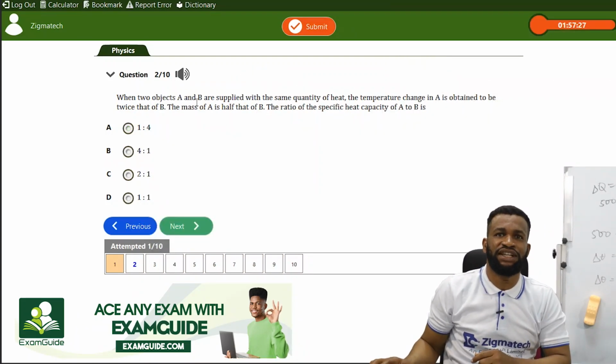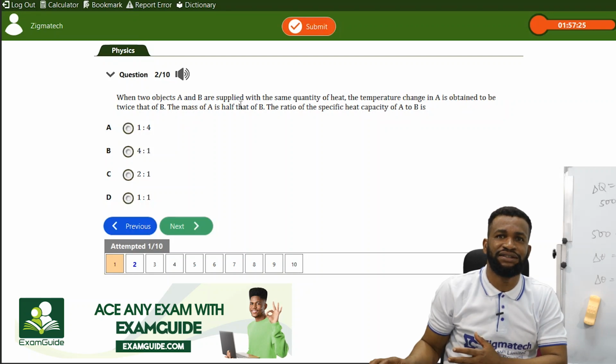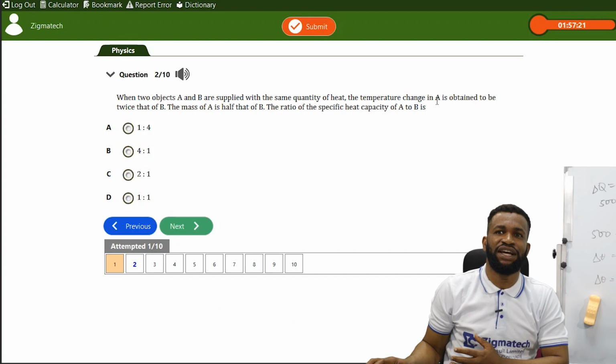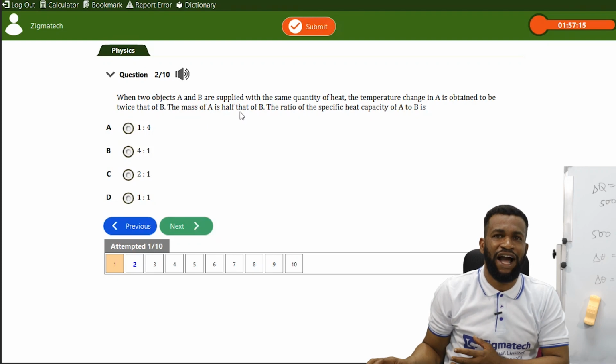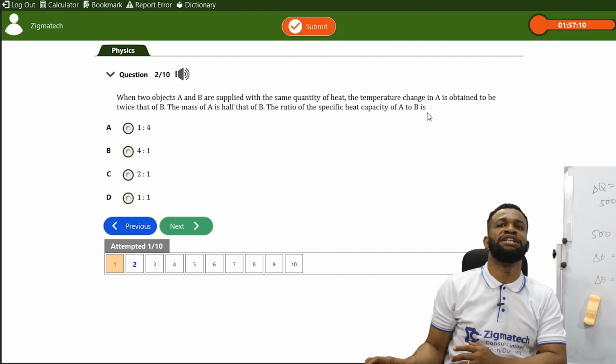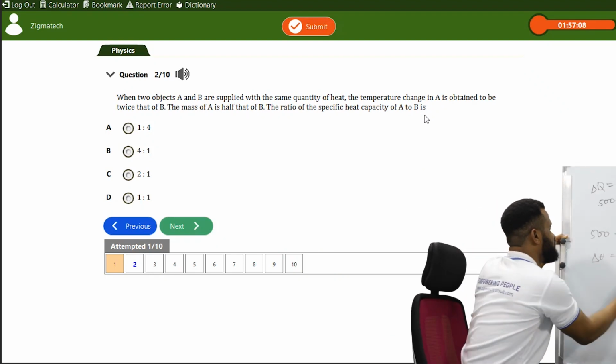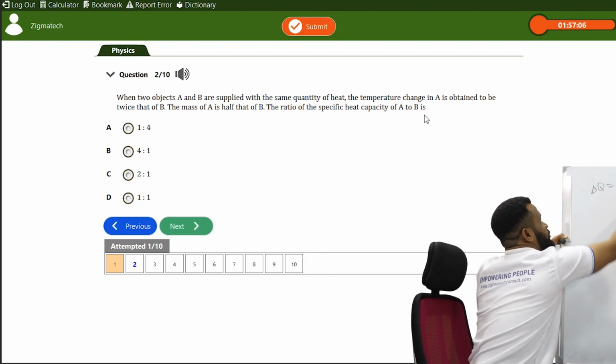It said when two objects A and B are supplied with the same quantity of heat, the temperature change in A is obtained to be twice that of B. The mass of A is half that of B. The ratio of the specific capacity of A to B is. Wow. Let's look at this question.